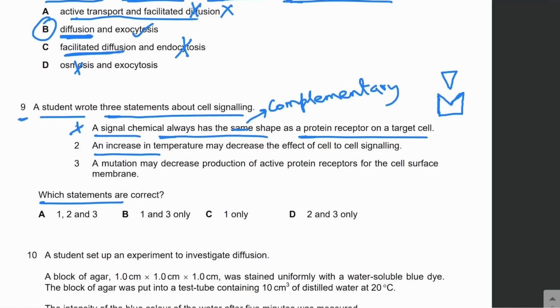An increase in temperature may decrease the effect of cell to cell signaling. Guys, this could be true because when we increase temperature, proteins can denature and they could decrease the effect of cell signaling. A mutation may decrease the production of active protein receptors for the cell surface membrane. This is true as well because a mutation in a gene coding for the protein receptors could lead to a decrease in the production of protein receptors. So the answer is D.